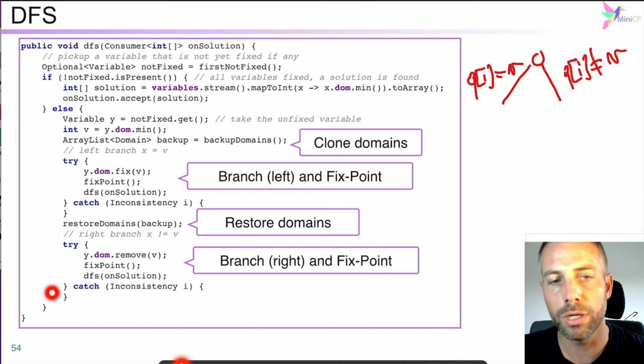That's more or less the equivalent of the left branch, but instead of fixing the variable y to the value v, we will remove the value v from the domain of the variable y, and again we trigger the fixed point and we recursively call depth first search there. So you see, it's very generic. We have no assumption at all about what kind of constraints there might be inside our problem.